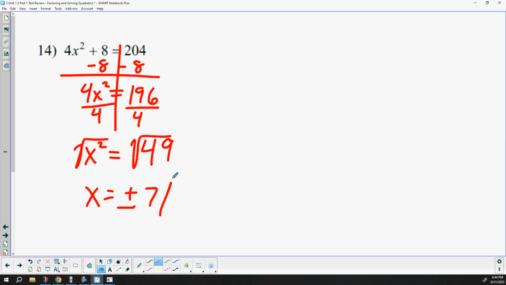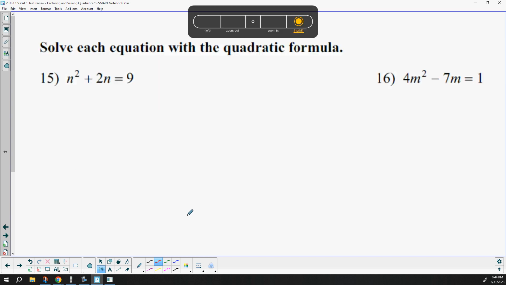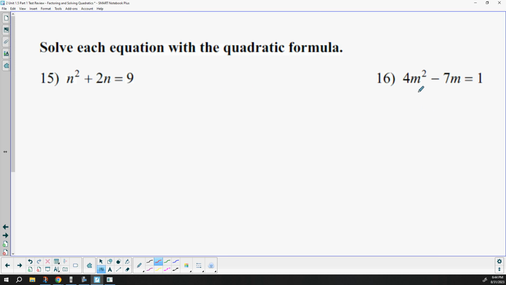Okay. Oh, my slate, I think, just gave me a warning that it's about to die. So I need to hurry up and finish. Quadratic formula, real quick. You got to subtract 1. I hope this thing don't die on me. 4m squared minus 7m minus 1 equals 0.